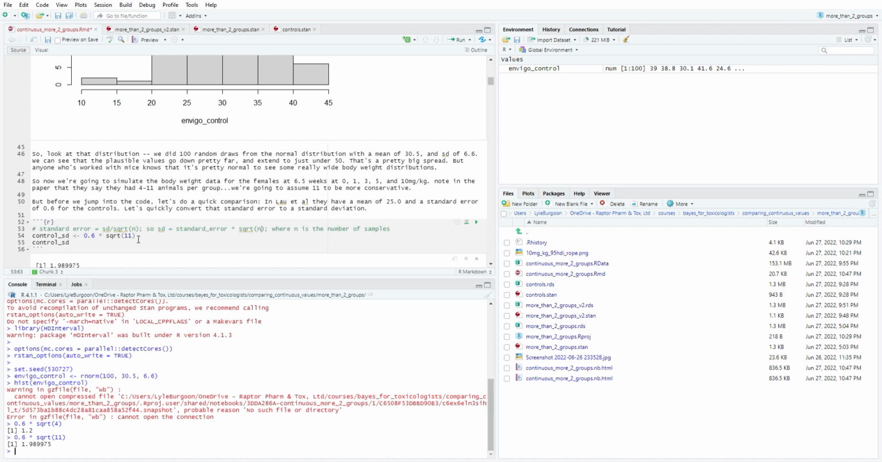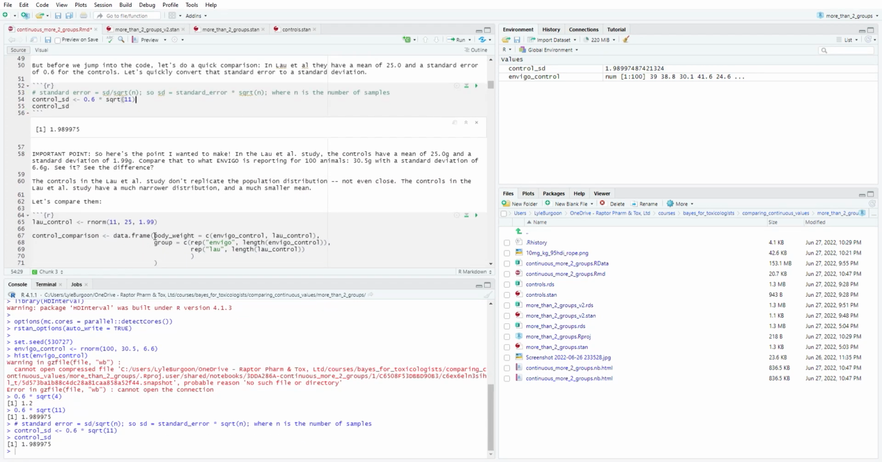I'm gonna make the conservative assumption that they have 11 animals. I could have just as easily said that they only have 4, but in this case, I'm gonna give them the benefit of the doubt and say that they have 11 in every group, including their control. So here we go. That is the control standard deviation for the Lau et al. study.